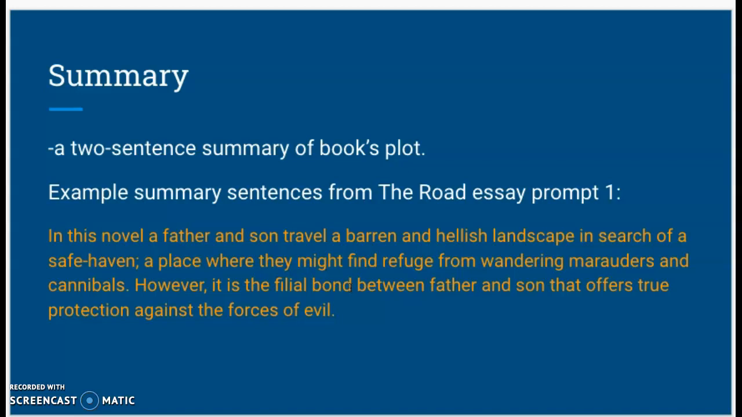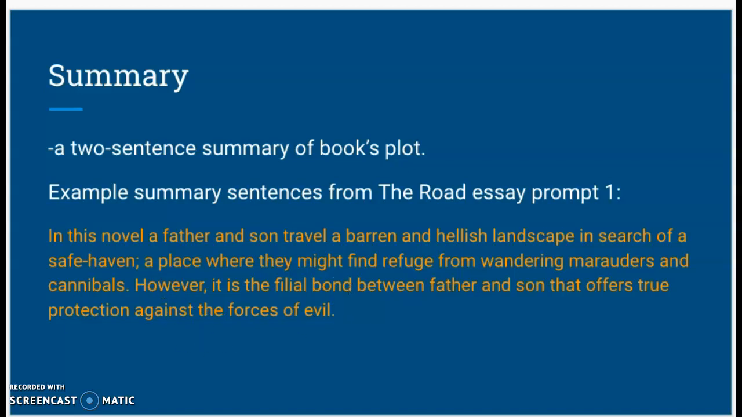It's actually the same summary that I used last time, and you can use the same summary that you wrote last time too. In this novel, a father and son travel a barren and hellish landscape in search of a safe haven, a place where they might find refuge from wandering marauders and cannibals. However, it is the filial bond between father and son that offers true protection against the forces of evil.